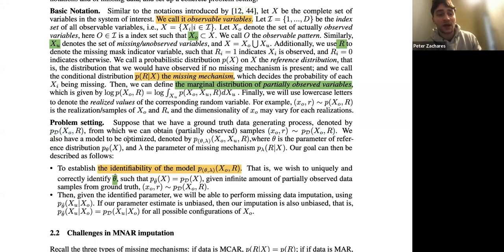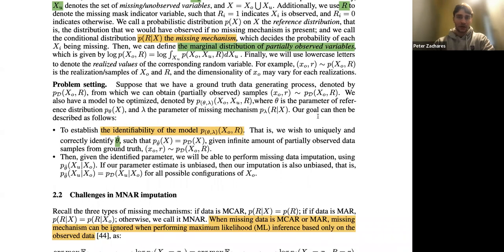And we also have a model to be optimized denoted by P of, and the parameters are theta and lambda, where theta is the parameter of the reference distribution, the underlying distribution P of X, and lambda is the parameter of the missing mechanism P of R given X. So this part is where I think they're not actually assuming that they know the missing mechanism. They just learn the model for the missing mechanism. And they say our goal is to establish the identifiability of basically this joint distribution. And then given the knowledge of this joint distribution, to impute values. So given X of your observed variables, to figure out what your unobserved variables are, or in this case, it's saying like to figure out the likelihood of your unobserved variables, which is very similar.